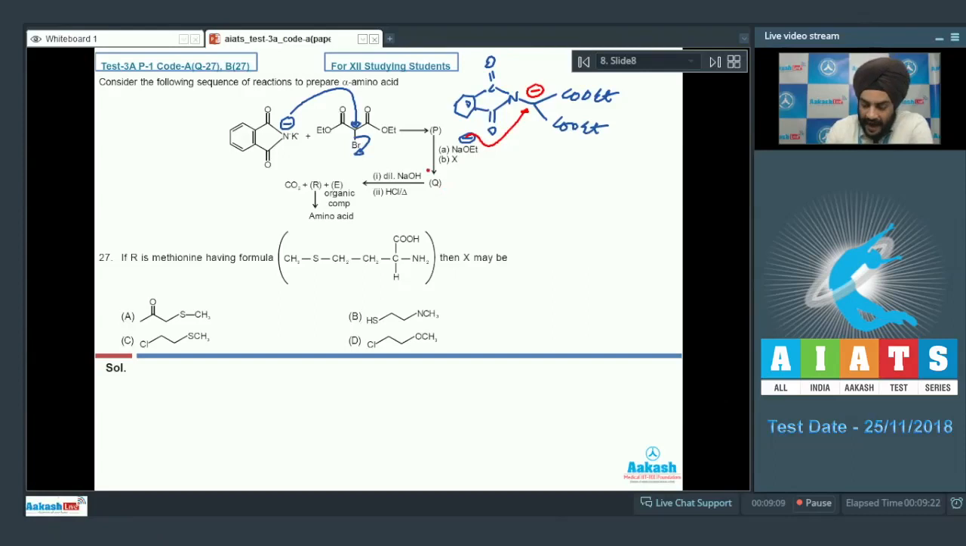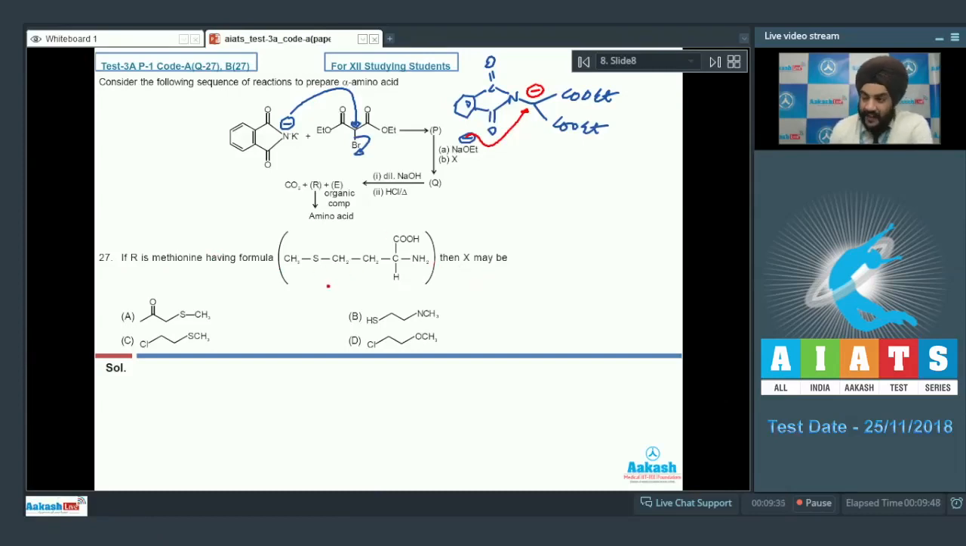And on the hydrolysis of the compound Q, we have CO2, organic compound E, and then we have an amino acid which is labeled as R. So we have been given some information about the product R, which is the alpha amino acid. So examiner tells us that if R is methionine having formula this, then X may be.